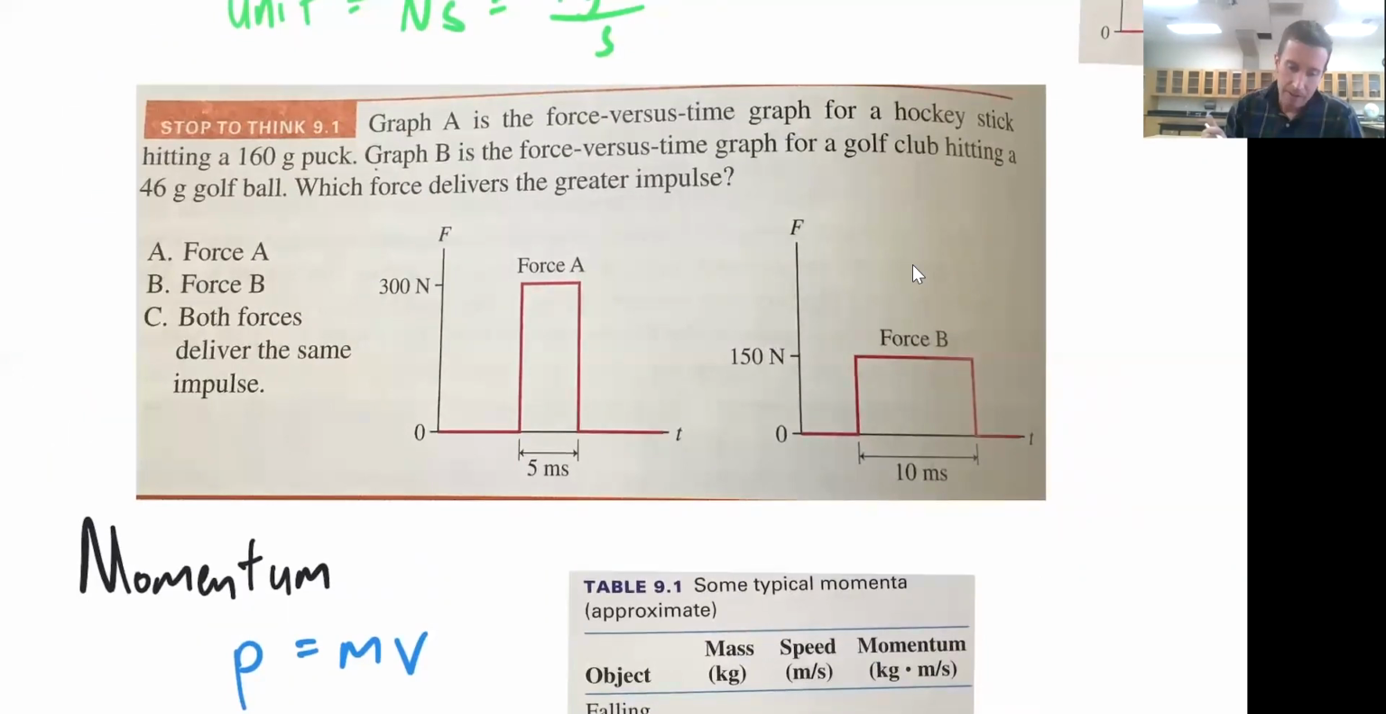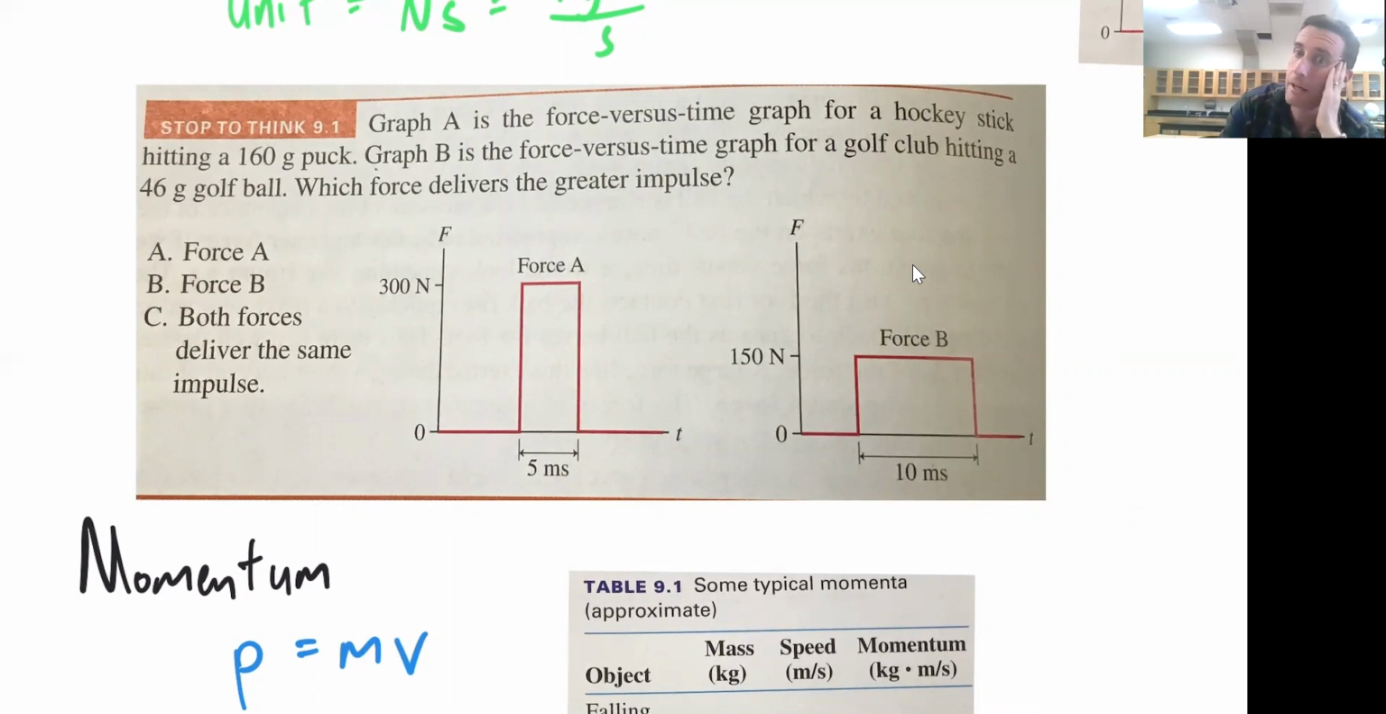All right. So let's stop and think about impulse. We have two graphs, graph A and graph B. Graph A is the force versus time graph for a hockey stick hitting a 160-gram puck. Graph B is the force versus time graph for a golf club hitting a 46-gram golf ball. Which force delivers the greater impulse?